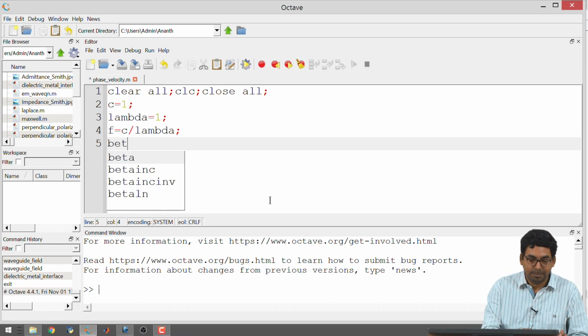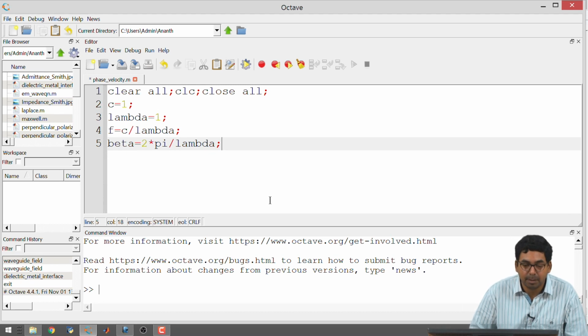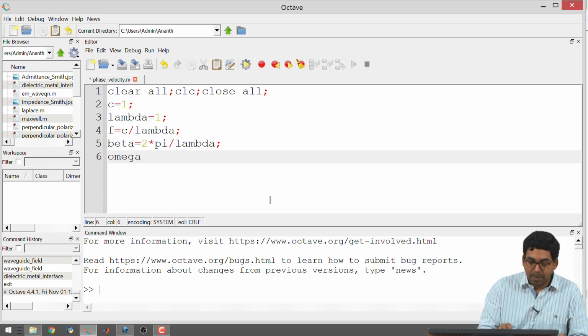So, beta is equal to 2 pi divided by lambda. So, given a lambda of 1, I can say that my beta is going to be equal to 2 pi, right. Omega is going to be 2 times pi times f.